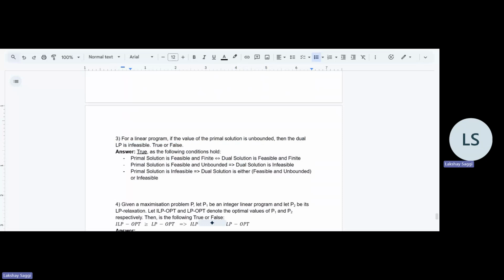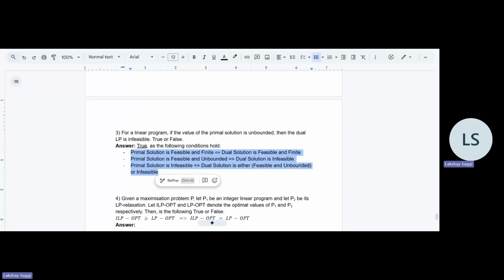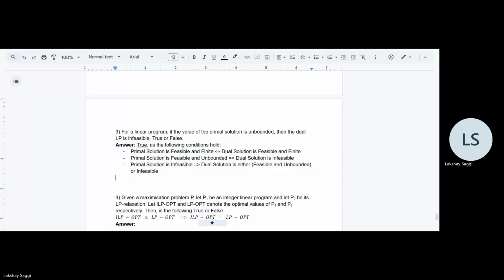If the dual solution is feasible and finite, then the primal solution is feasible and finite. If the dual solution is feasible and unbounded, then the primal solution is infeasible. And if the dual solution is infeasible, then the primal solution is either feasible and unbounded or just infeasible. So these are things that maybe have not been discussed in the lectures properly, but they are very important. You should keep these in mind, in my opinion.